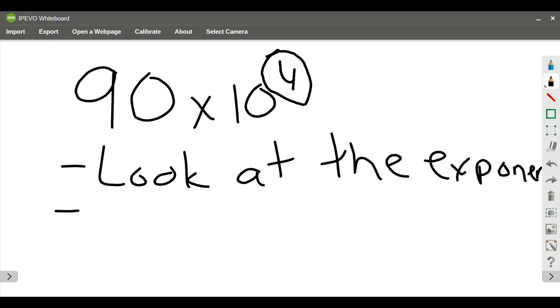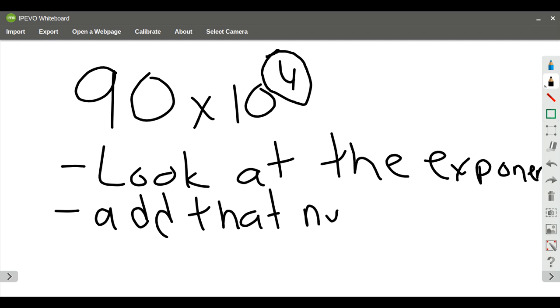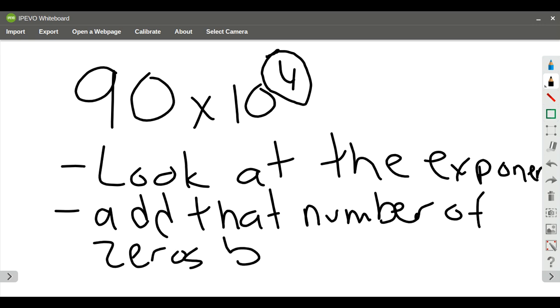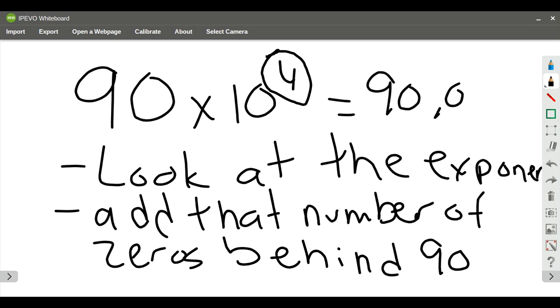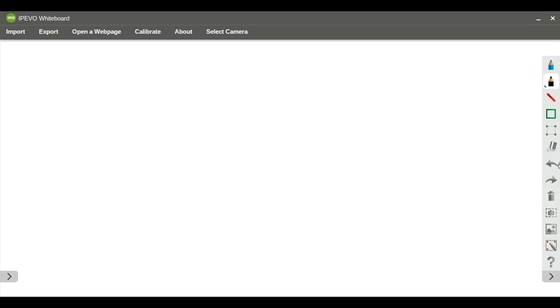Ran out of room. Then I'm going to add that number of zeros behind 90 to get 90,000. No, sorry, too many zeros, 900,000. So my answer there is going to be 900,000.